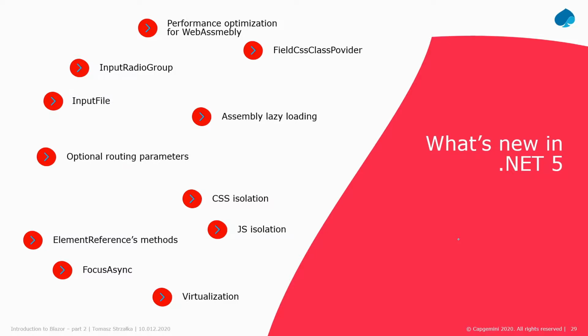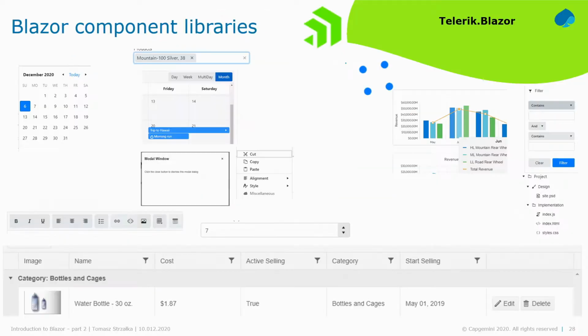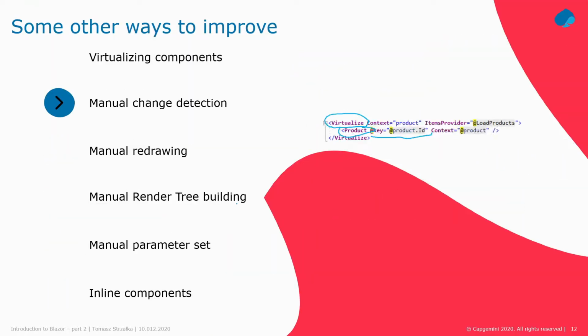Lastly, I would like to just mention what we have new in .NET 5. With the newest update of the .NET 5 framework, we have some performance optimization for WebAssembly. We can finally provide our own CSS class provider. If you would like to know what this is, I will return to our example of the input number.